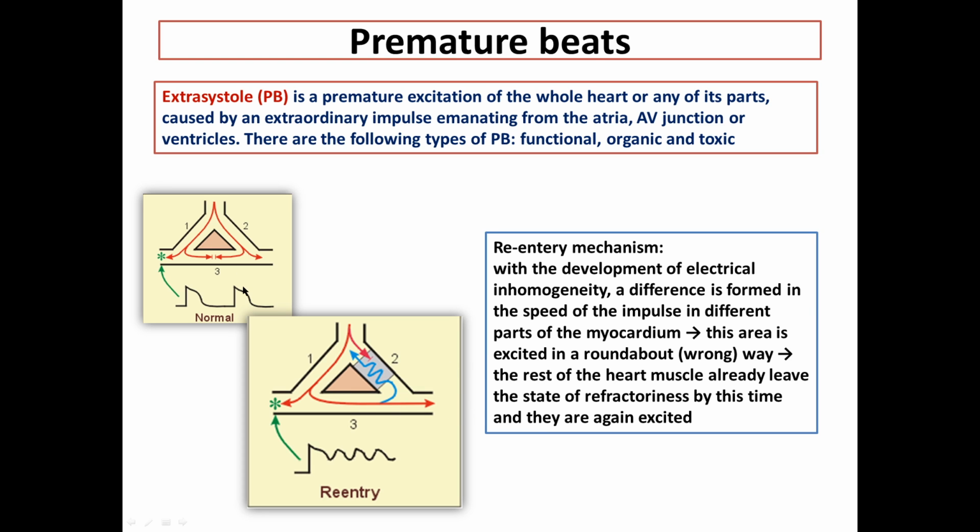You see, with the development of electrical inhomogeneity, a difference is formed in the speed of the impulse in different parts of the myocardium, and this causes an area to be excited in a roundabout or wrong way. The rest of the heart muscle has already left the state of refractoriness by this time, and it is again excited, and you see again excitation, repeated excitations.